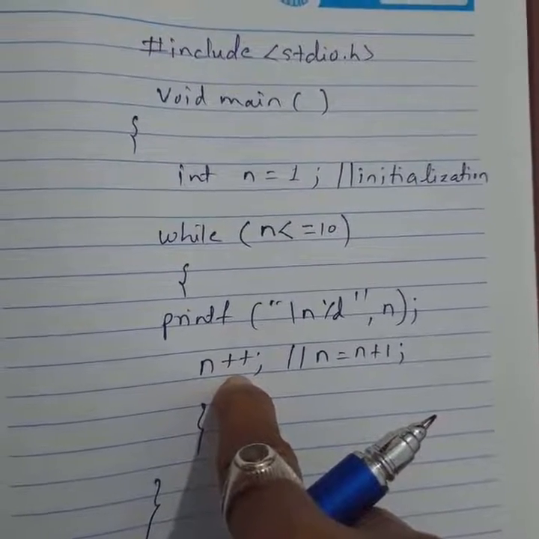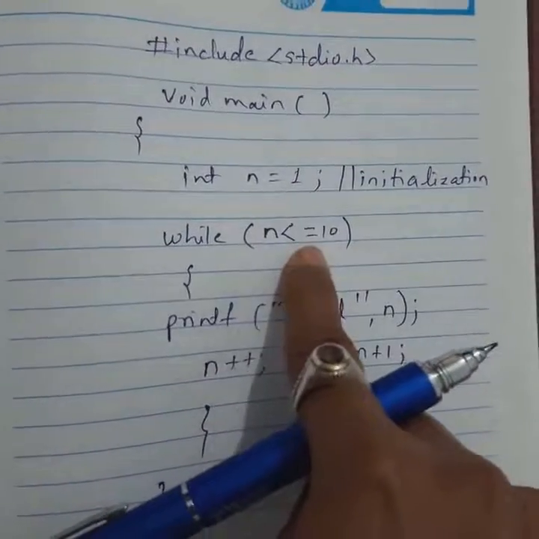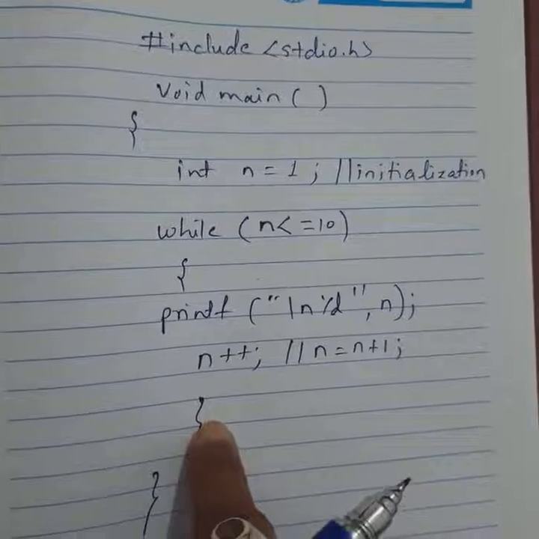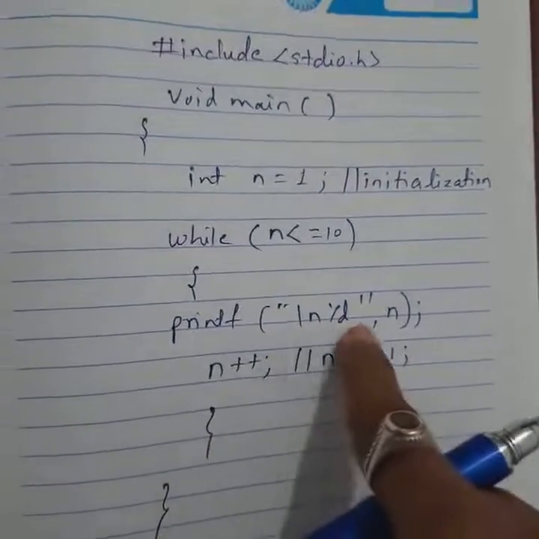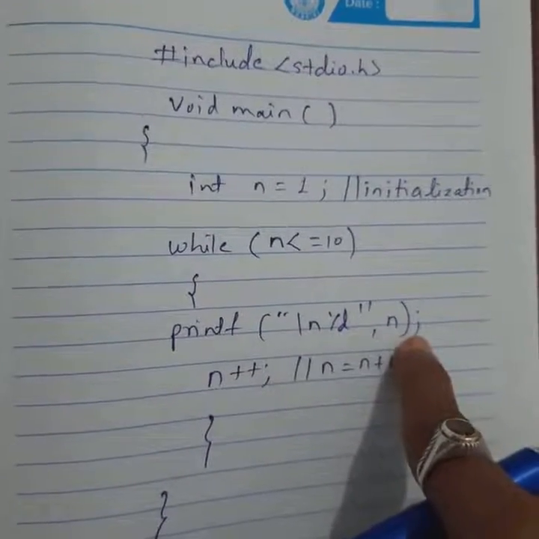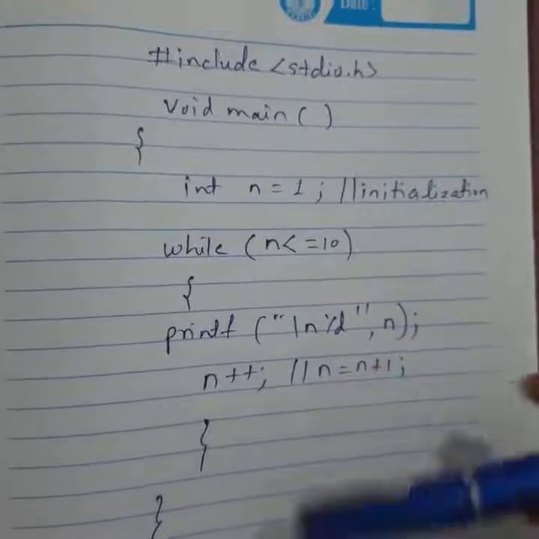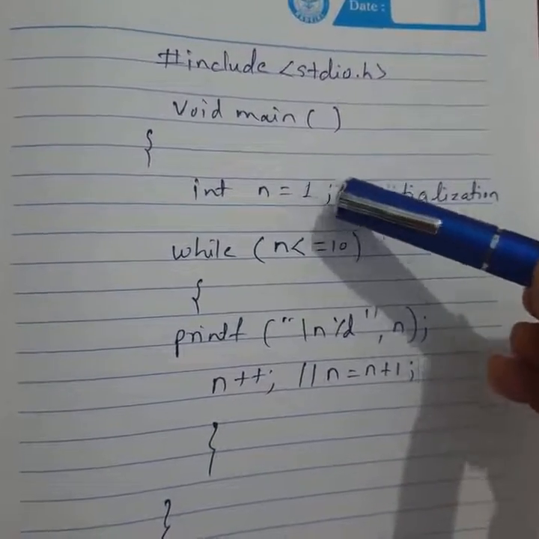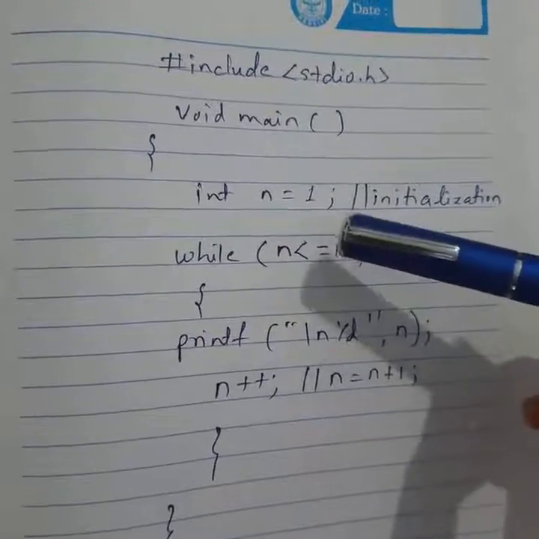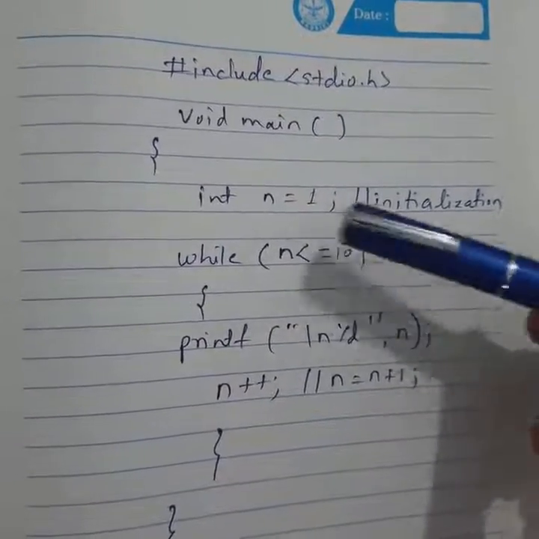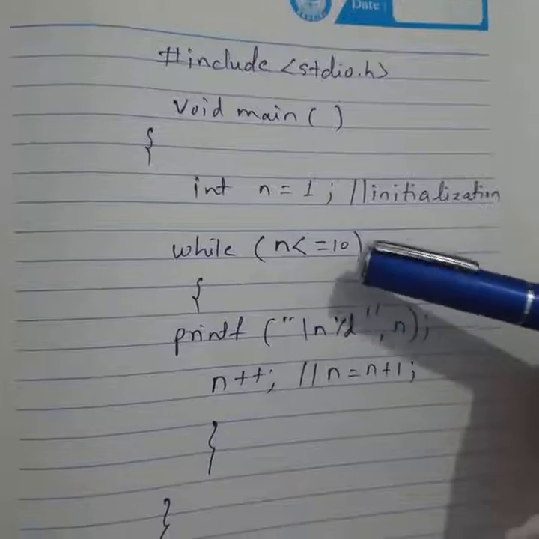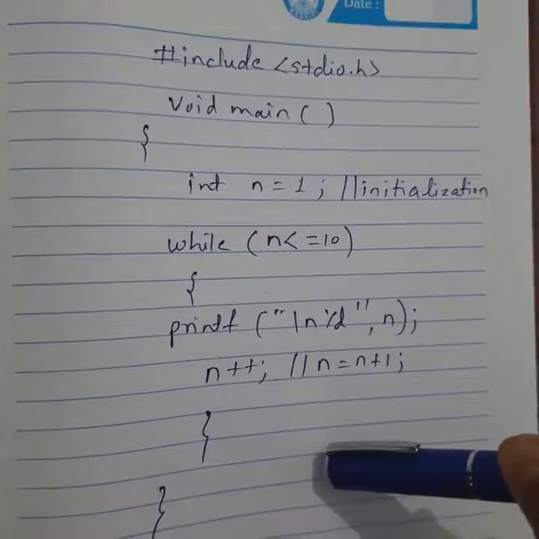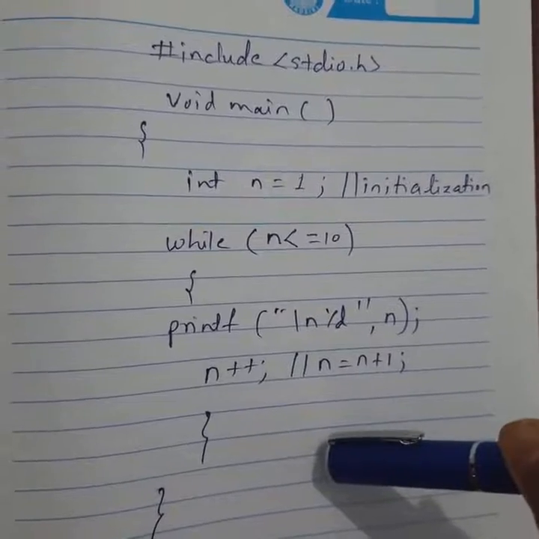And 10 plus plus, what answer will we get? 11. And 11 is less than or equal to 10 is a false condition. The compiler will go out of the loop and print only the values 1 to 10. Here the program prints natural numbers 1 to 10. You can print odd numbers or even numbers, 1 to 10, 1 to 20. This is the simple program of printing natural numbers from 1 to 10.